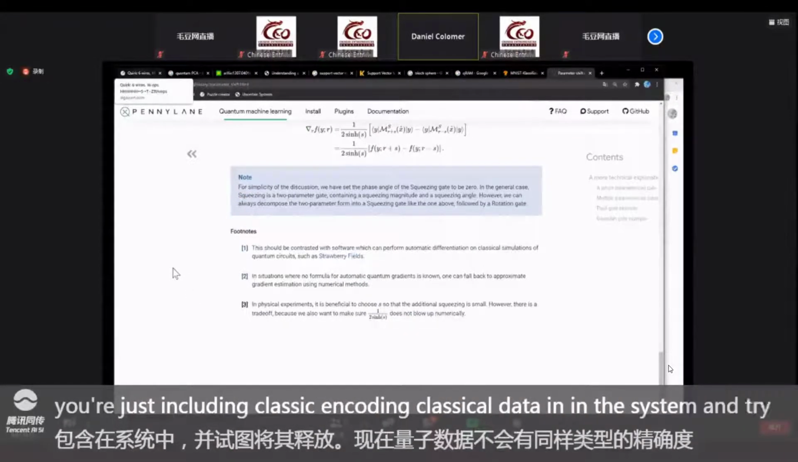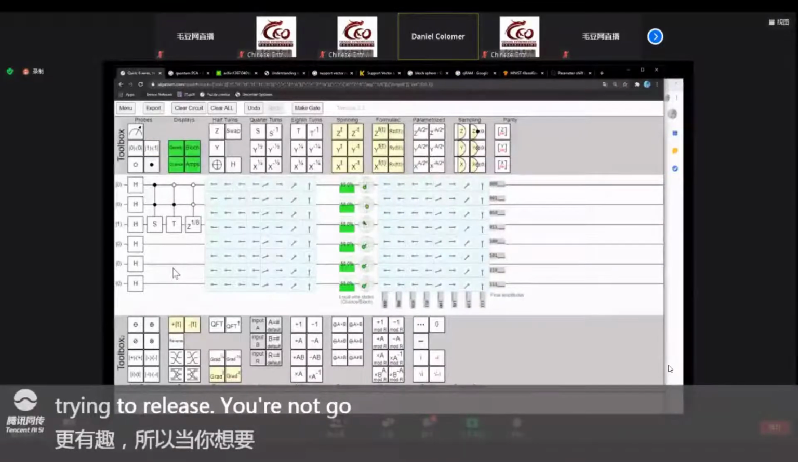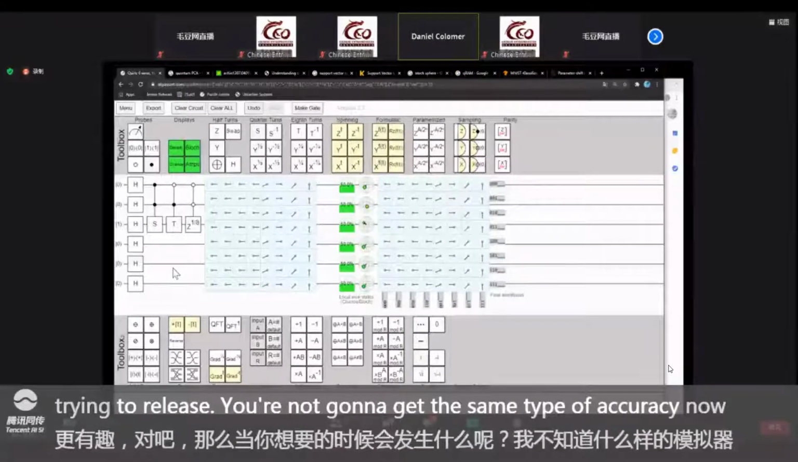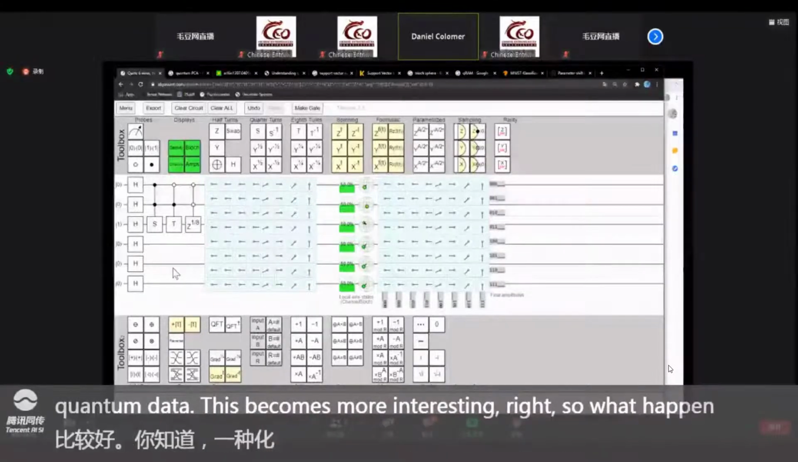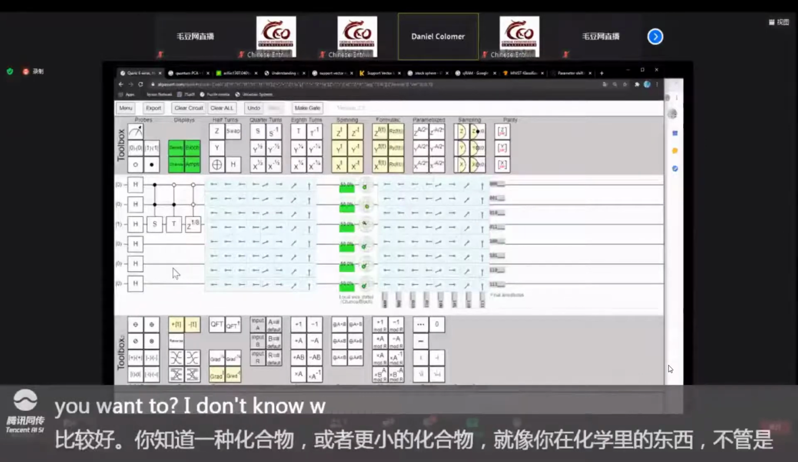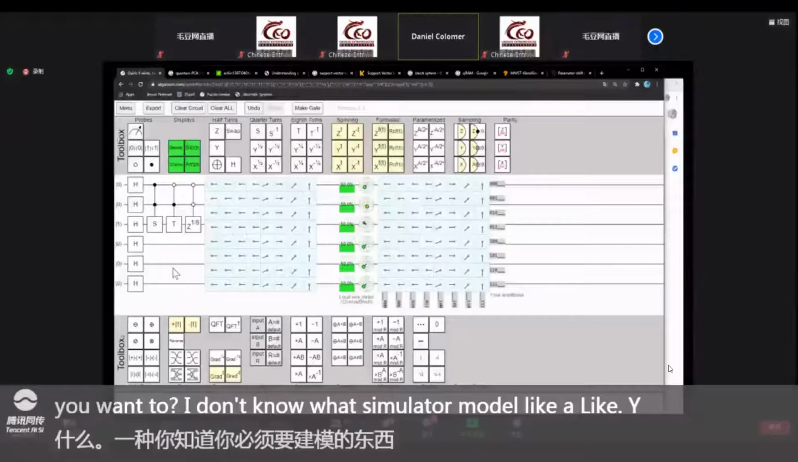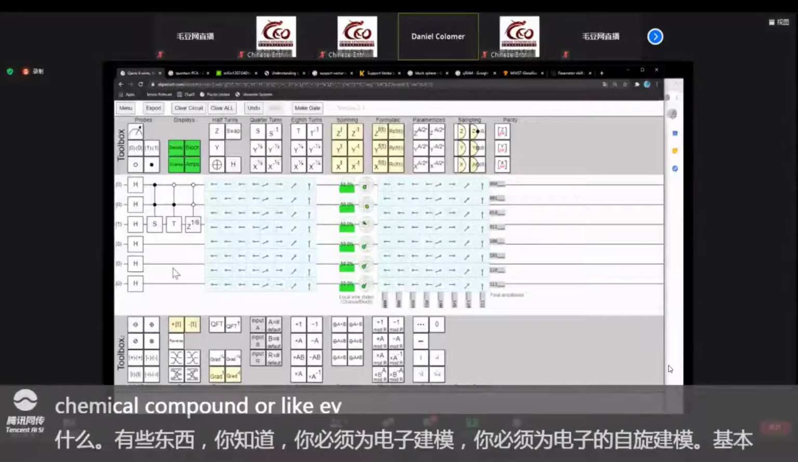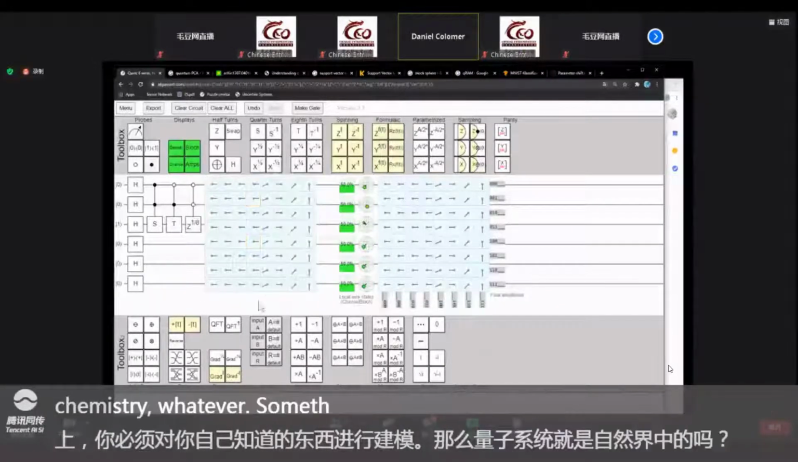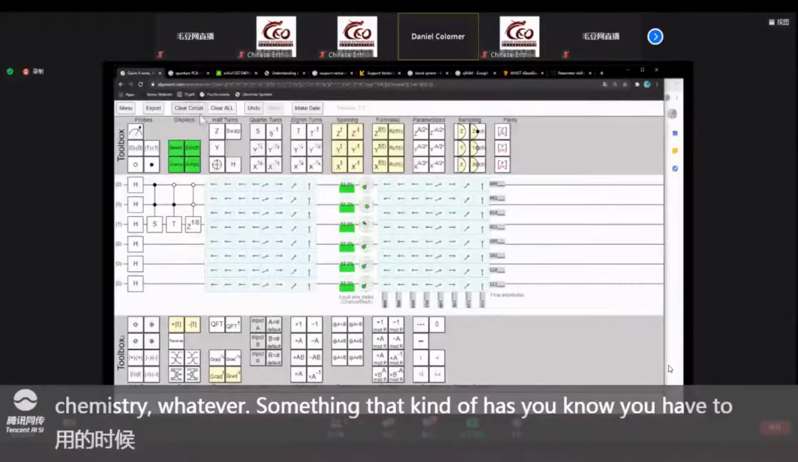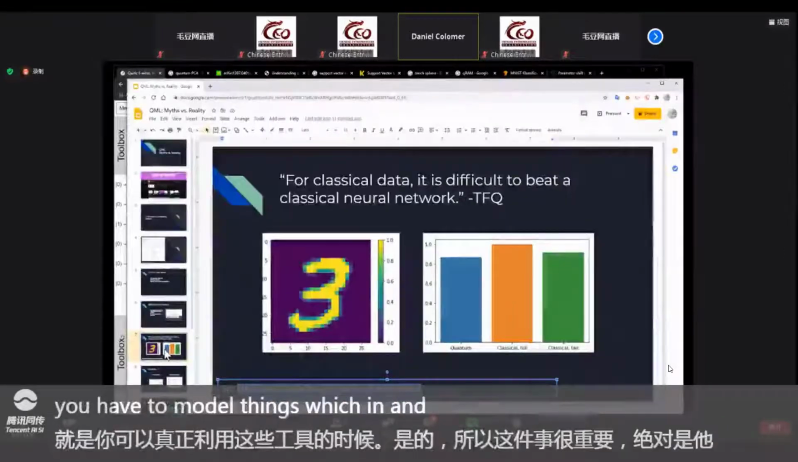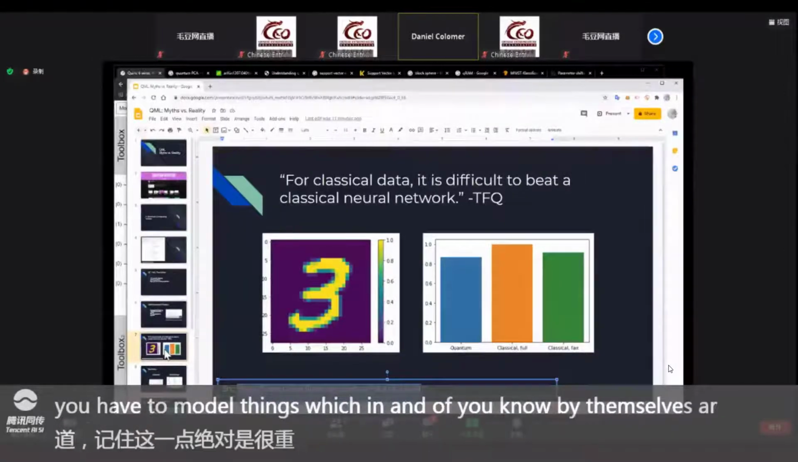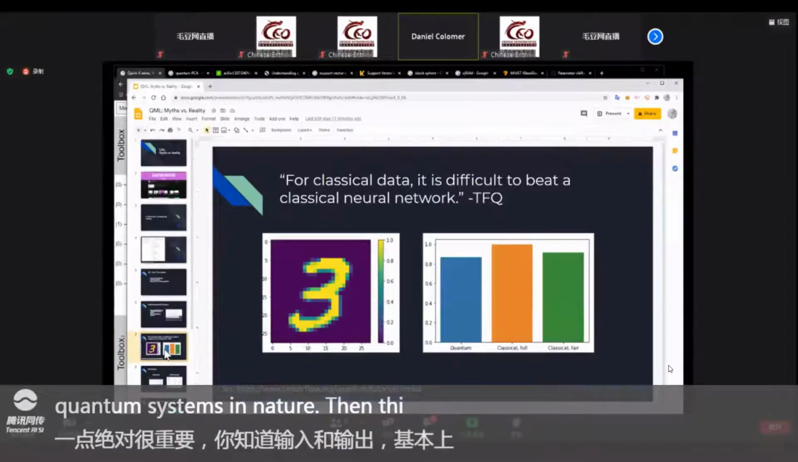So what happens when you want to simulate or model a chemical compound, or even just something smaller within chemistry, where you have to model electrons and the spins of the electrons? Basically, you have to model things which by themselves are quantum systems in nature. Then this is when you can really take advantage of this tool. And yeah, this is definitely an important thing to keep in mind: the input and the output, and basically the accuracy of these things, is not always obvious, and it's not always better than classical.